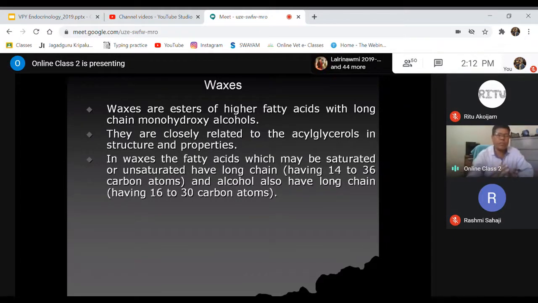In waxes, the fatty acids present may be saturated or unsaturated. It is the same case with the oils and fats also. Only thing is that they have a long chain. The number of carbon atoms in that fatty acid may range from 14 to 36, so it is a long chain fatty acid. Secondly, the alcohol also has a long chain, with 16 to 30 carbon atoms.